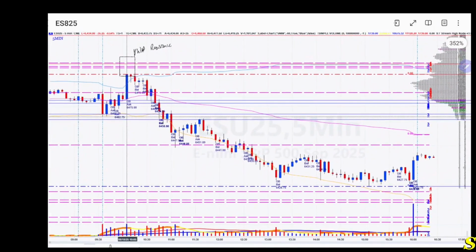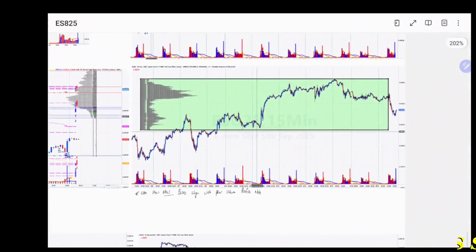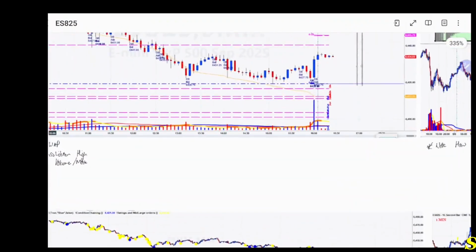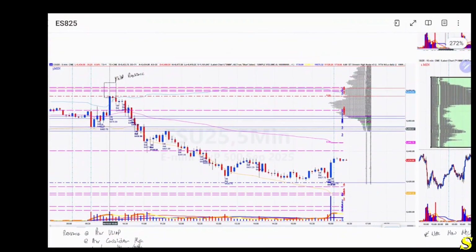All right, so that's the 5-minute time frame. And then we already went to this chart. Here, like I said, we noted that the resistance was at prior VWAP. It was the prior consolidation high, and also it had a large volume move.